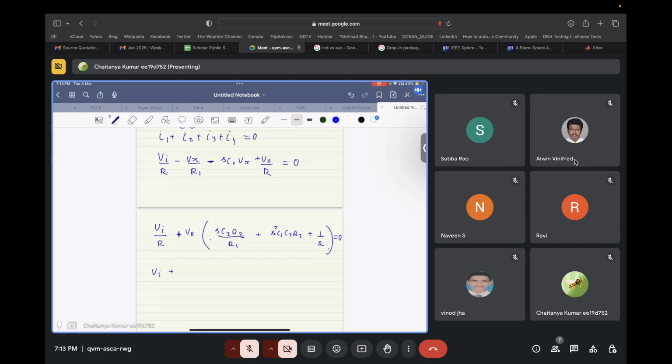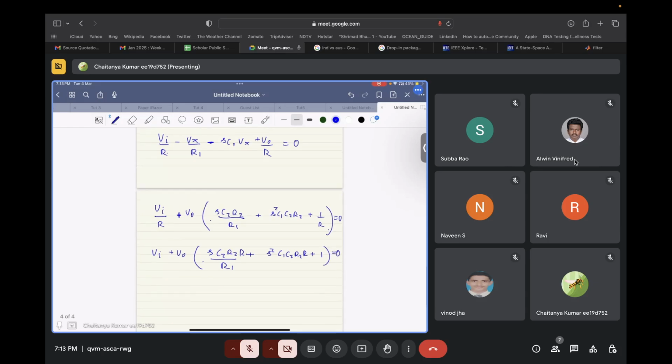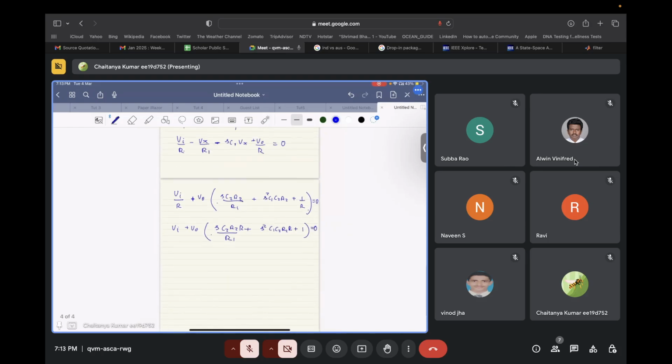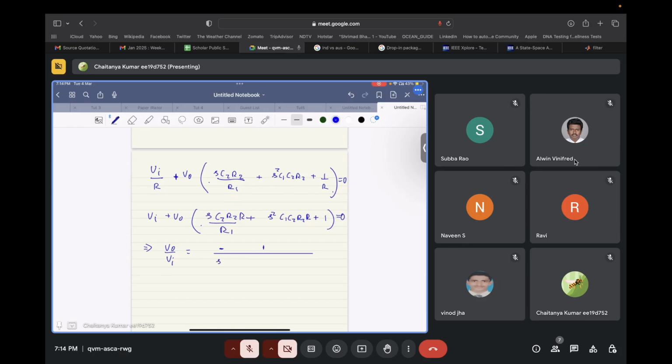So Vi plus V naught times SC2 R2 by R1 times R plus S square C1 C2 R2 times R plus 1 is equal to 0. Okay. That means V naught by Vi is equal to minus 1 by S square C1 C2 R2 R plus S C2 R2 R by R1 plus 1.